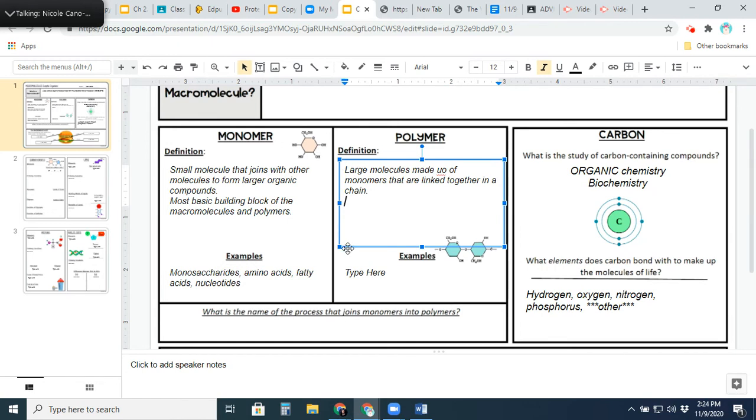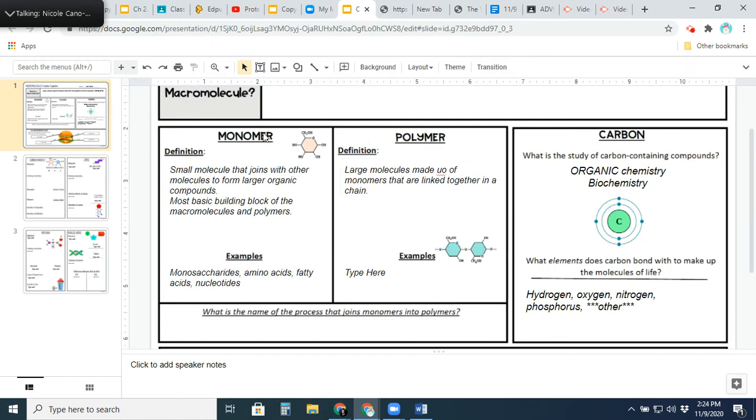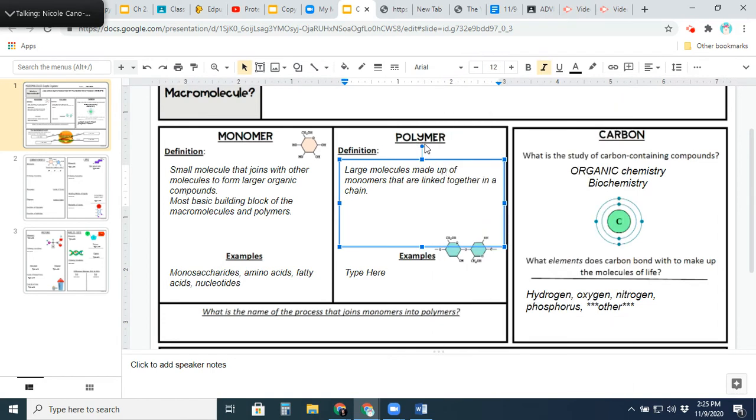So I want to remind you guys of our example. We said previously that if a monomer is like a single pearl, then a polymer is a collection of these pearls in a chain. So again, if a monomer is like a pearl, then the polymer would be like a pearl necklace, where you have all these individual units linked together in a chain. So what are some examples of polymers? Well, we have DNA, we have proteins, we have oils, starches, etc.